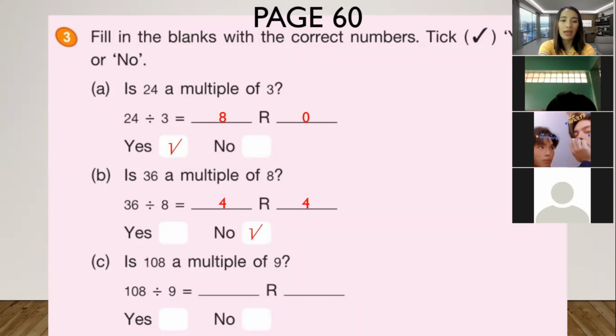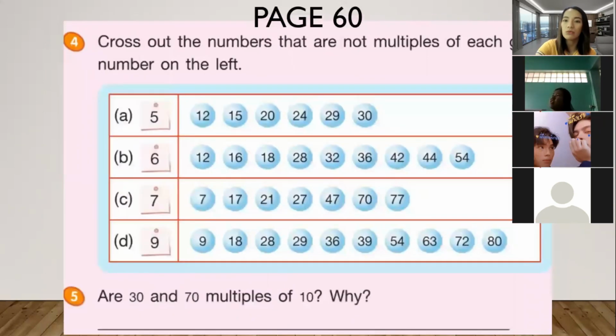Next, letter C. Is 108 a multiple of 9? 108 divided by 9 equals 12. Very good. Do we have a remainder? We don't have, so we will write 0. Is 108 a multiple of 9? Yes. Very good.